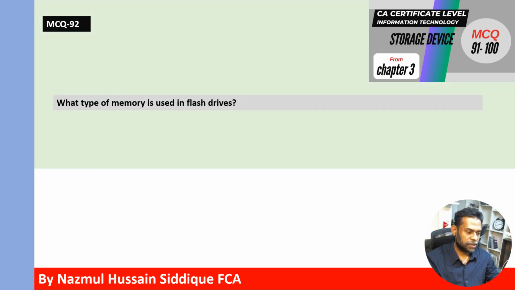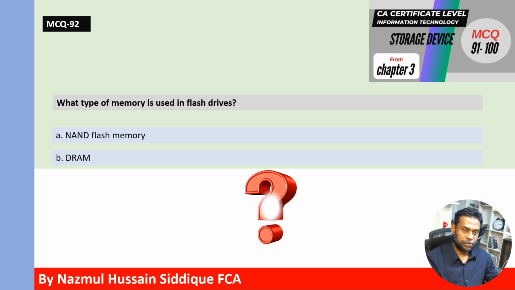Next, MCQ 92. What type of memory is used in flash drives? A. NAND flash memory. B. DRAM. What type of memory, either NAND flash memory or DRAM, is used in flash drives? We have to find out the correct answer from these options. The correct answer is A. NAND flash memory is used in flash drives.